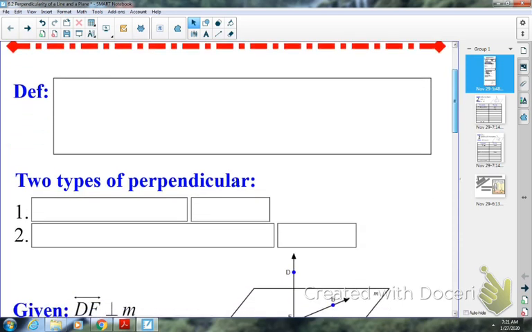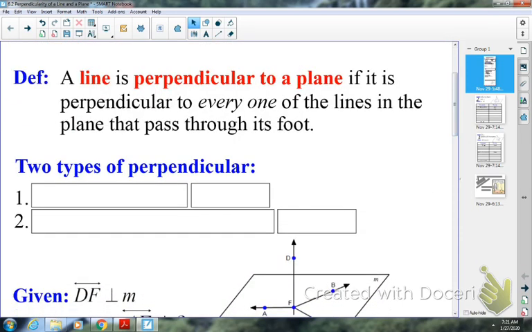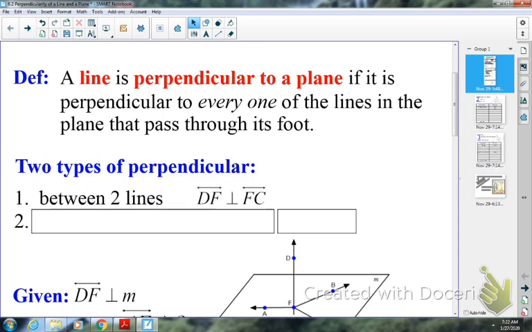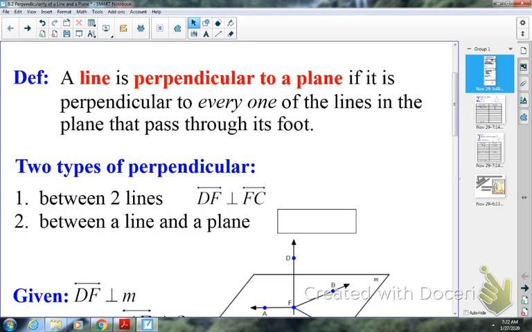Okay, so let's start by going over a definition here. This is the definition for what it means for a line to be perpendicular to a plane. It says a line is perpendicular to a plane if it is perpendicular to every one of the lines in the plane that pass through its foot. There are two types in general of perpendicular. We can talk about two lines being perpendicular, and then we can also talk, like I said, today's lesson is about a line and a plane being perpendicular.